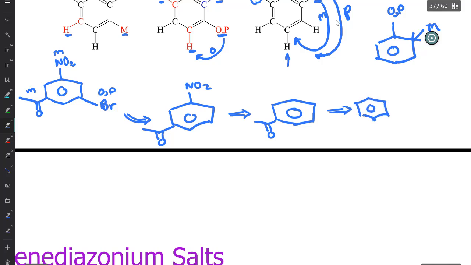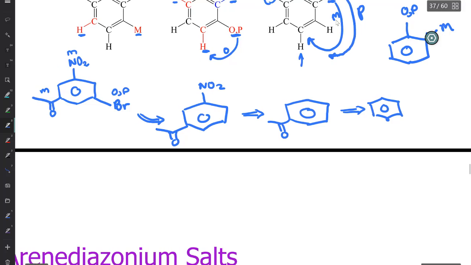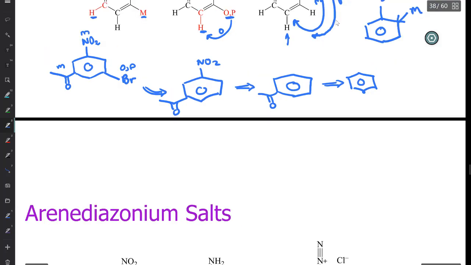Okay, so those are some of the considerations. You could fill in the reactions that you would have in order to make a product with 3 substituents on it.